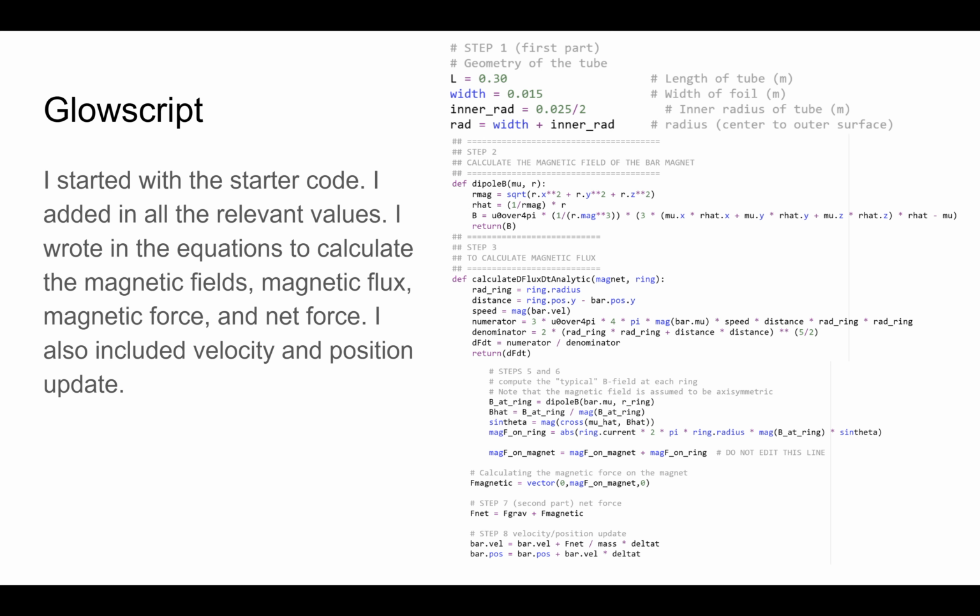So then I went to GlowScript to model the interactions. I started with the starter code. I added in all the relevant values. I wrote in the equations to calculate the magnetic field, magnetic flux, magnetic force, and net force. I also, at the end, included the velocity and position update.